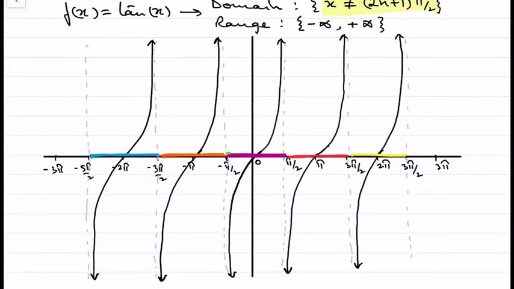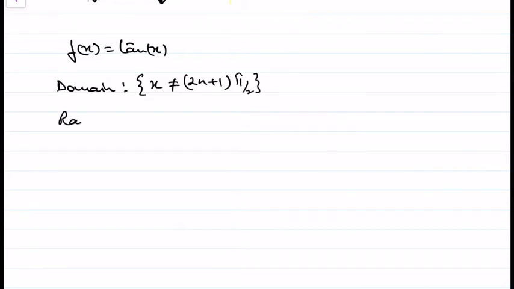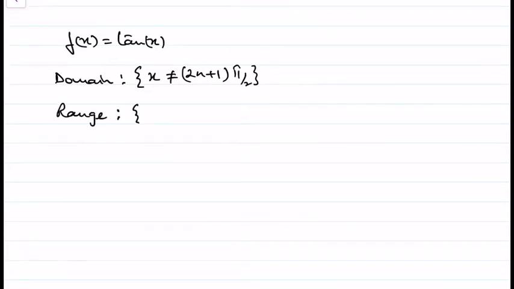So among these intervals, we can take any interval, but for the principal value, we take the interval from minus pi by 2 to plus pi by 2. So this is the reduced domain for the function tan x to have an inverse. So the function f(x) = tan x has domain x not equal to (2n+1) times pi by 2, and range from minus infinity to plus infinity.